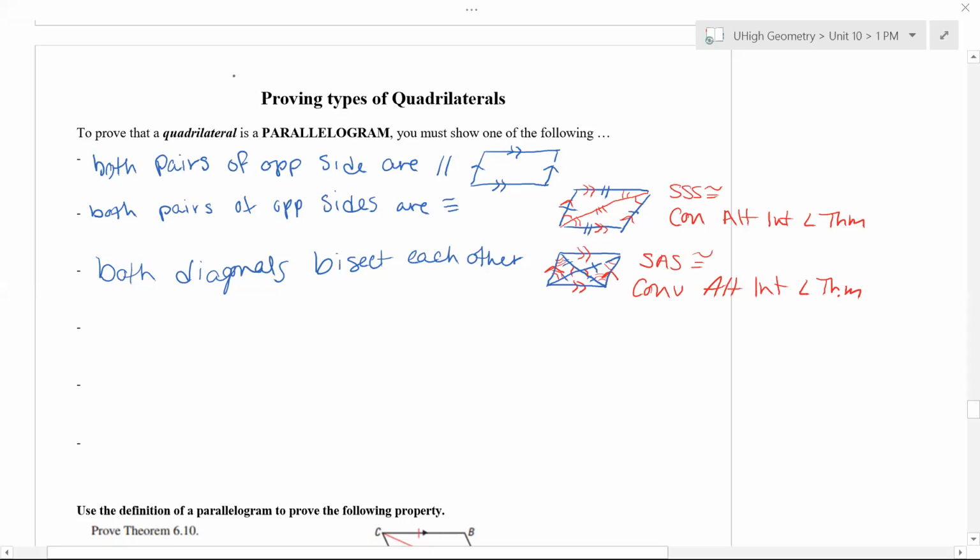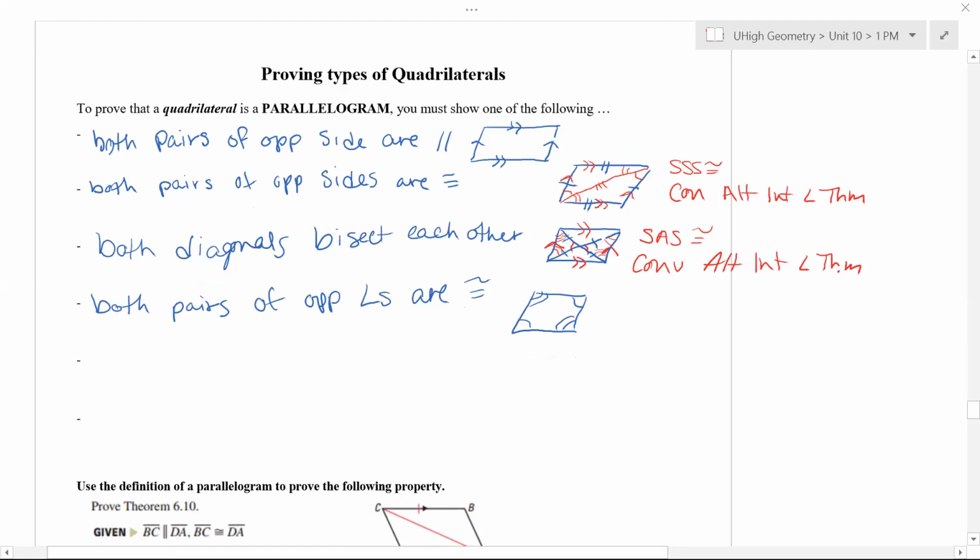All right, the fourth way is if both pairs of opposite angles are congruent. So if I draw a parallelogram with my opposite angles, both pairs being congruent, that's going to be my fourth way.